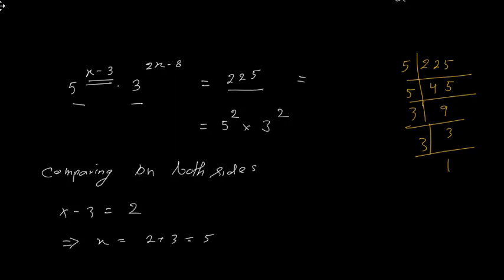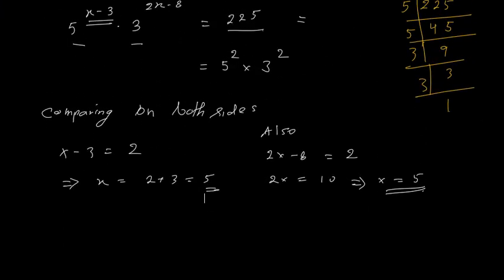Also, if I compare the power of 3, this 2x minus 8, this also I will get as 2. So 2x is 2 plus 8, 10. This gives me the value of x as 5. So I get the value of x as 5, right, by using the power of 5 as well as the power of 3.